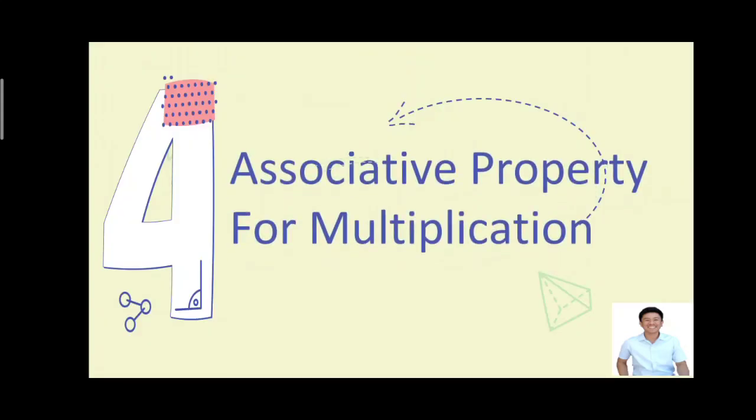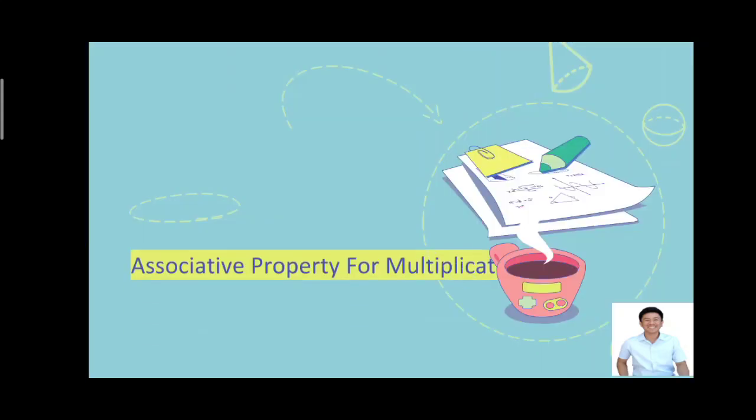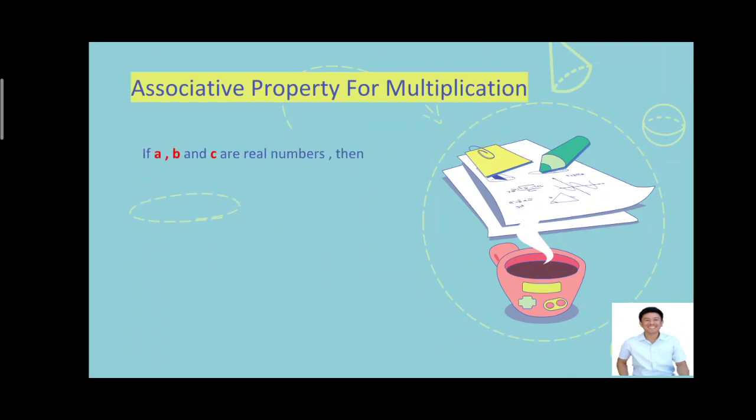Next, number 4, associative property for multiplication. If A, B, and C are real numbers, then (A multiplied by B) multiplied by C is equal to A multiplied by (B multiplied by C). So, their groupings changed. To make it clear, we have an example. Number 1: (2 multiplied by 3) multiplied by 4 is equal to 2 multiplied by (3 multiplied by 4). If you notice, the parentheses changed between the left side and the right side. On the left side, 2 multiplied by 3, and on the right side, 3 multiplied by 4.